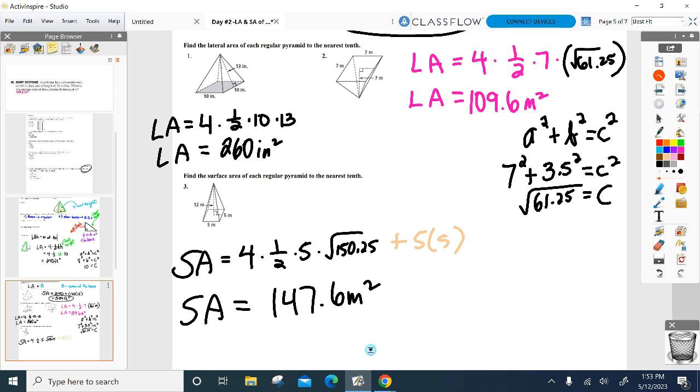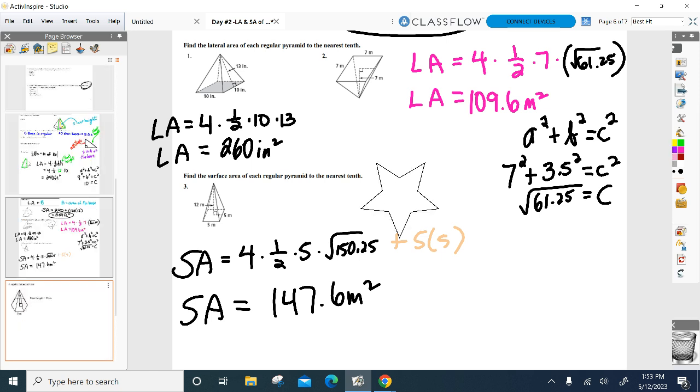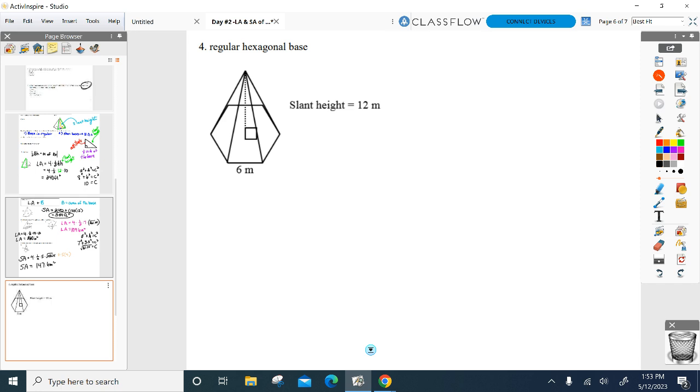Now, hey, I'll be honest. You've had it easy so far today. Everything's been a square. Square pyramid. Well, welcome to honors. They're not always going to be squares. How about a hexagonal pyramid? I'm going to get nuts. Find the surface area of this hexagonal pyramid. All right, take your time. Let's work on the lateral area first.